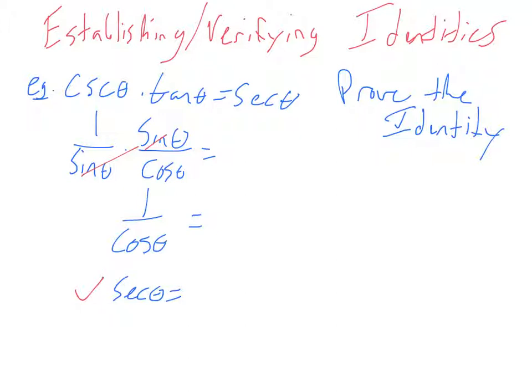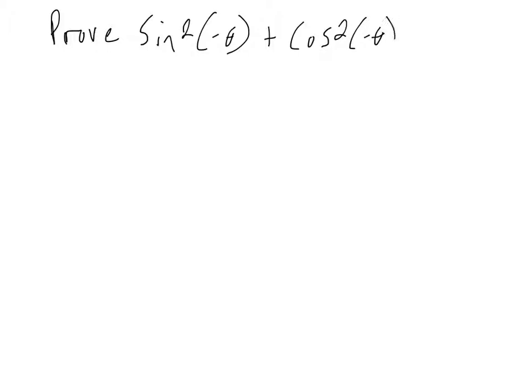Okay, let's look at another one. What about the identity? Prove, or establish, the identity that sine squared of negative theta plus cosine squared negative theta equals 1. And once again, only work one side of the equation and bring to bear the trigonometric identities that you know.